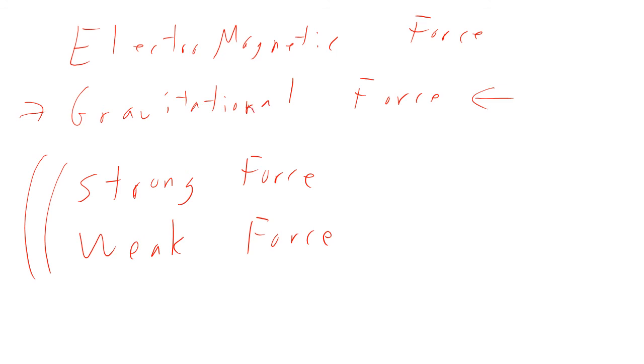But the question is, if it's so weak, why on the big scale does it matter so much? And the reason is severalfold. The strong force and weak force are so short range that at a macroscopic scale, you don't see them operating. The other thing is they're both attractive and repulsive, so they tend to cancel each other out on a large scale. The electromagnetic force is both attractive and repulsive.